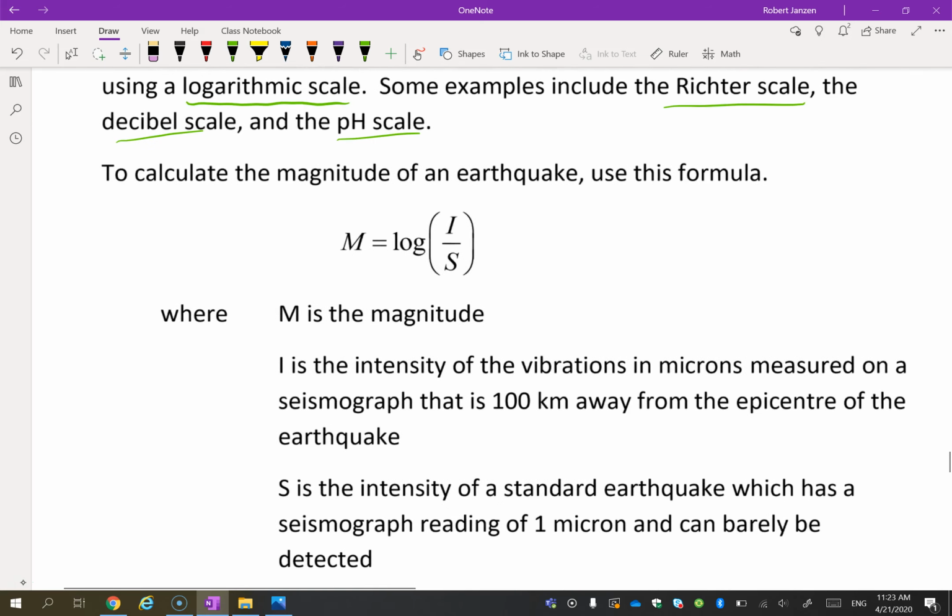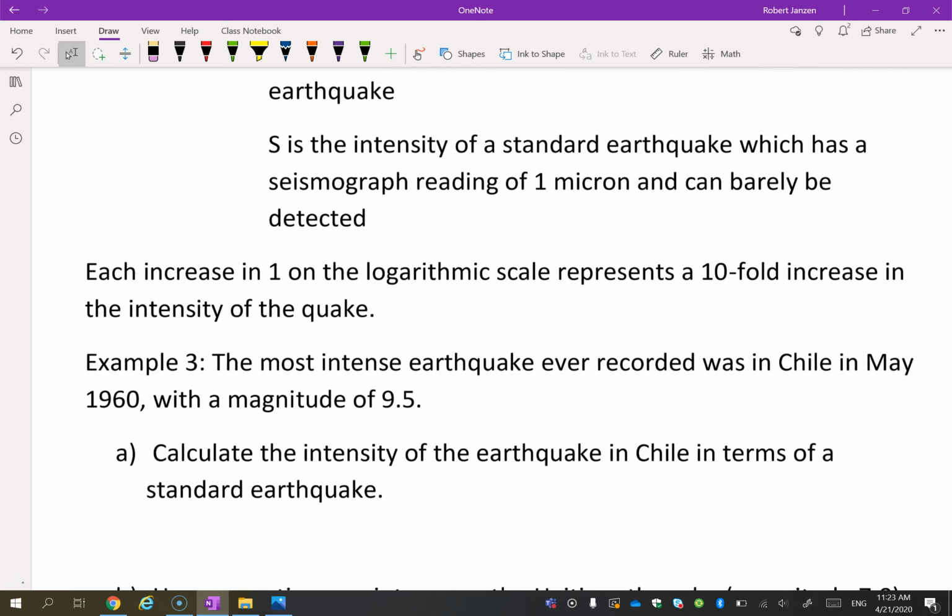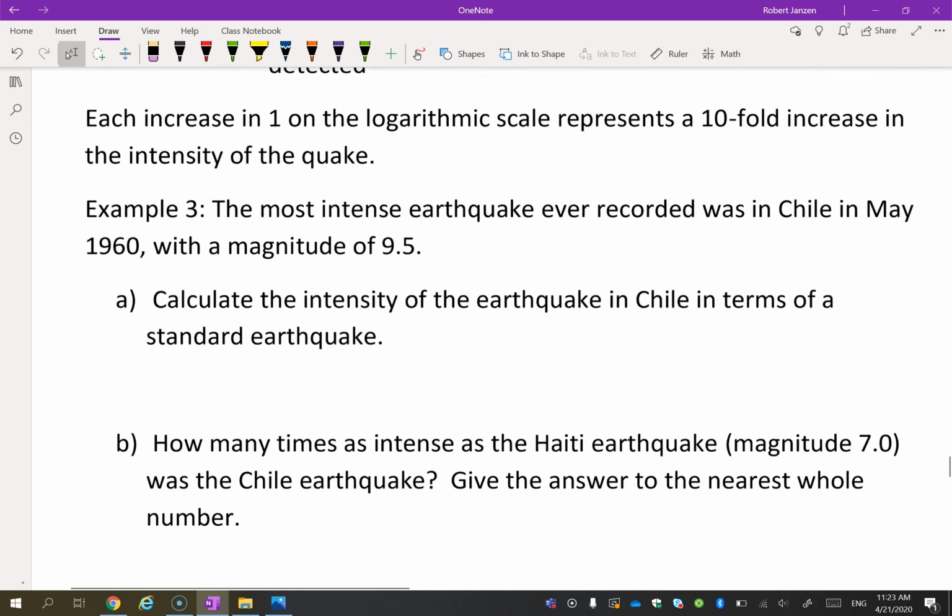So here's the example of the Richter scale formula. The magnitude of an earthquake is the log comparing the intensity of the earthquake, and that is the S is for how much a standard earthquake is. Now this is kind of a weird formula because I don't know what a standard earthquake is, and that makes it kind of feel a little bit odd when you're doing this. Okay, so that's the formula. Let's try a question. Oh, and as I said, an increase of 1 in the logarithmic scale actually means it's 10 times as powerful. Okay, so let's take a look at one here.